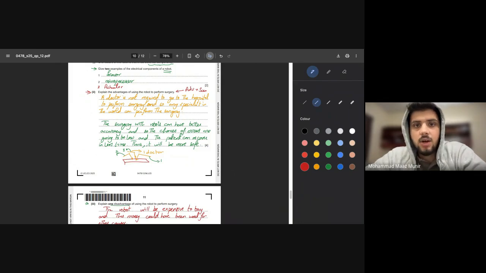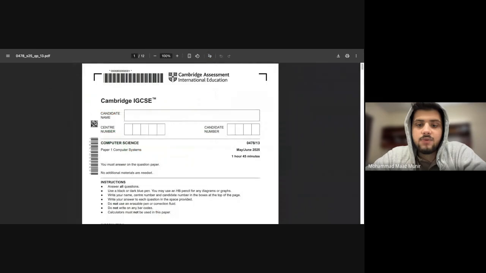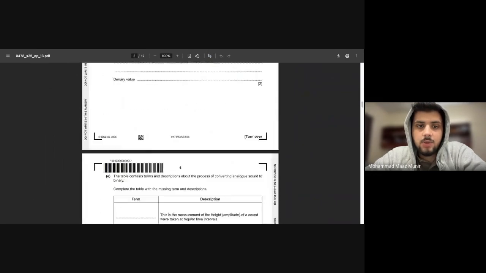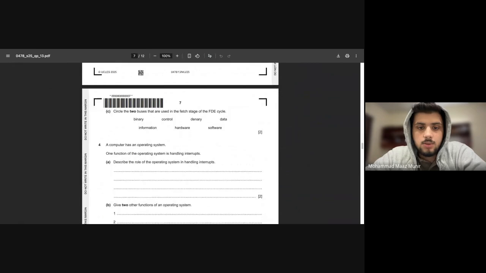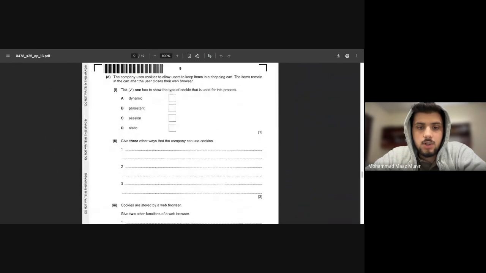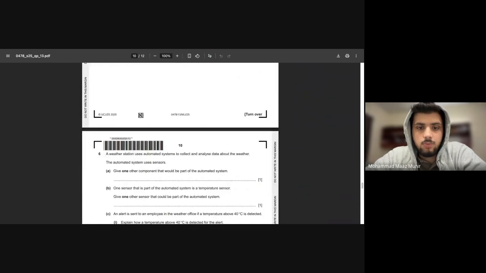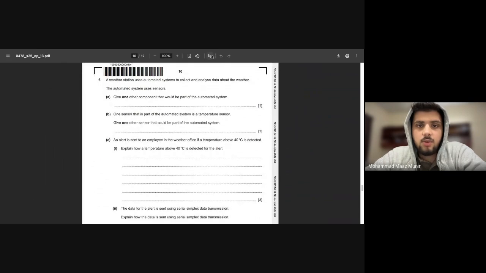So now, as we're done with paper number 12, we are now going to be shifting to paper number 13 of the same 2025 exam session. And we're going to see if we find a question from chapter number 6. Yeah, so we have a question up here.